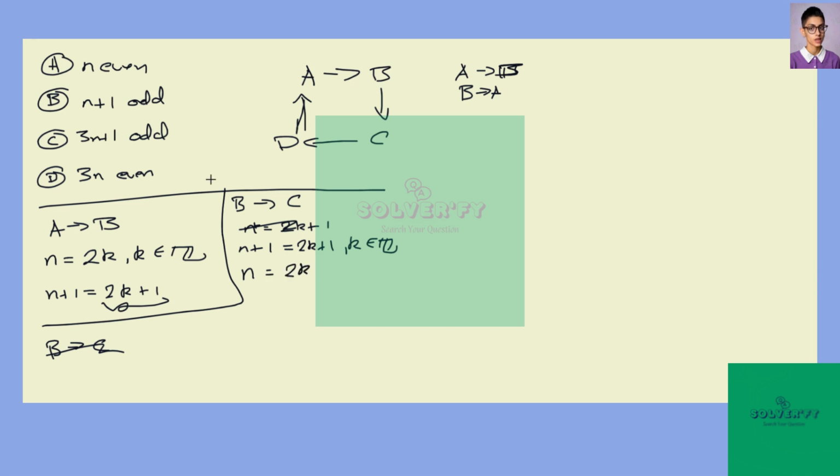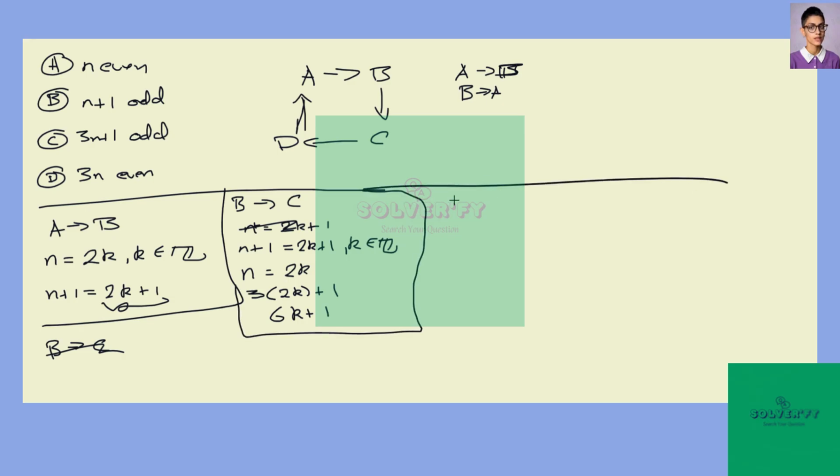We substitute that into 3n plus 1. So 3 times 2k, plus 1. This is equal to 6k plus 1. So this is an even integer plus 1. So therefore, this is odd, and B implies C.